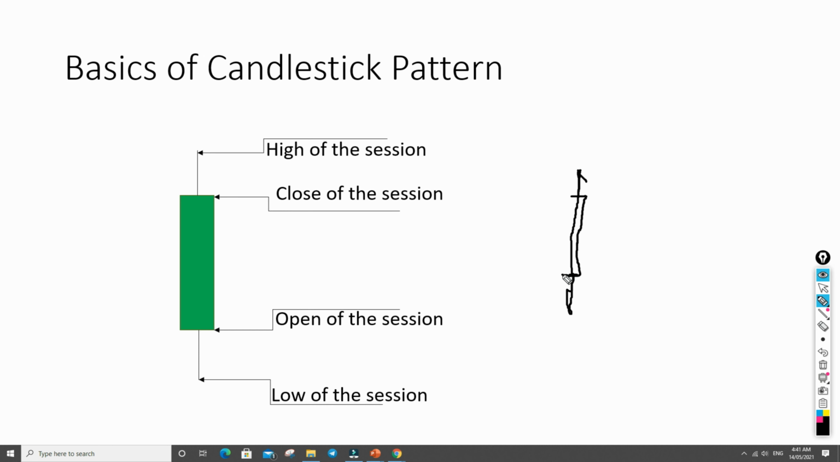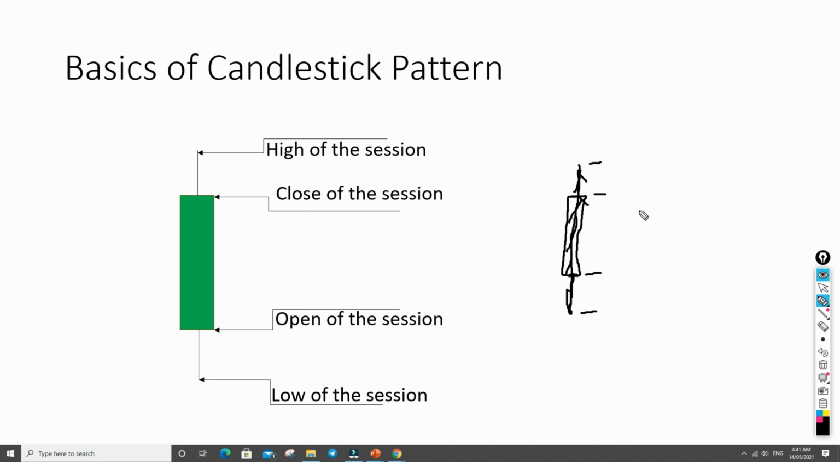So open and close here. So it formed its body. This is the body of the candle. And this is called a wick. This is also a wick. So what happened is the price opened here and then the seller came, pushed the price back here. Buyer came, pushed up to here, and then price closed back in this zone. So this is a candle.